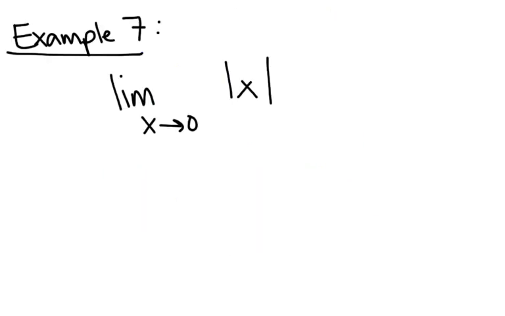The limit as x approaches 0 of the absolute value of x is pretty easy, because if you plug in 0, the absolute value of 0 is 0. But I'm going to show you another reason that this happens. We need to go back to exactly what the definition of the absolute value of x was.